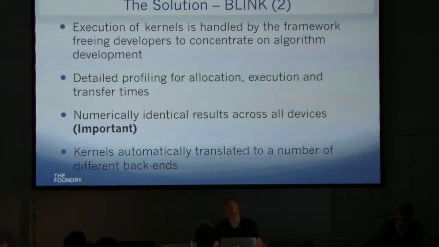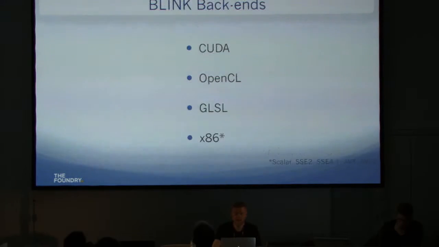Now, these kernels, written in the Blink language, can be automatically translated to a number of different backends. At the current time, those backends include CUDA, OpenCL, GLSL, and x86 for the CPU. And you'll see a little asterisk there pointing to the fact that we do a very good job of creating or translating code for the CPU using a whole range of SIMD instruction sets from SSE2 all the way up to AVX2.